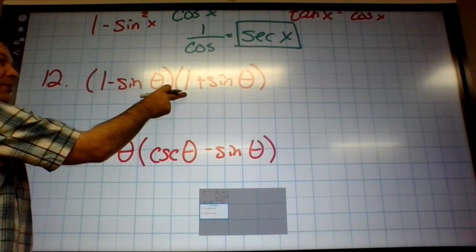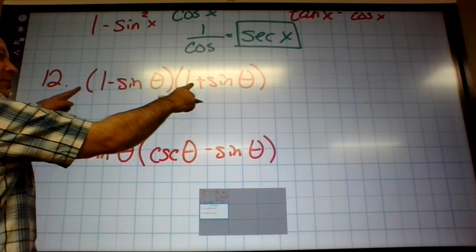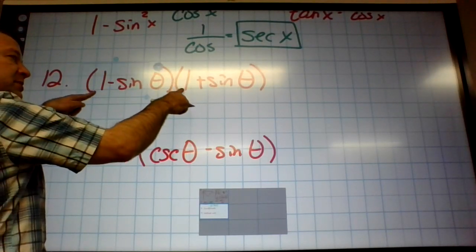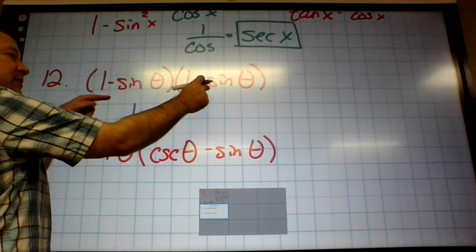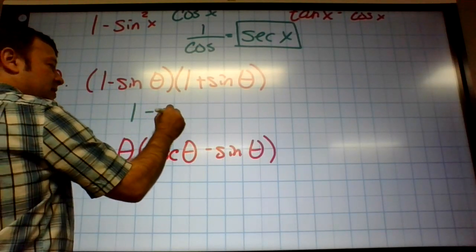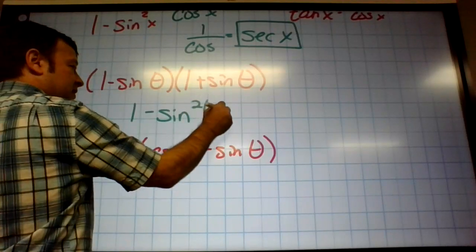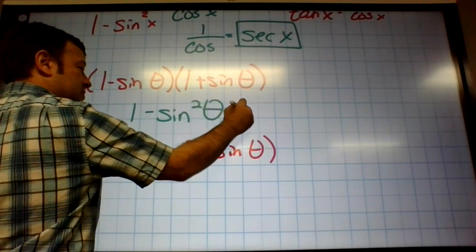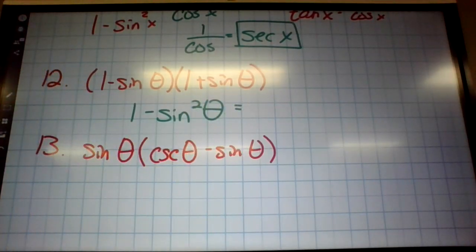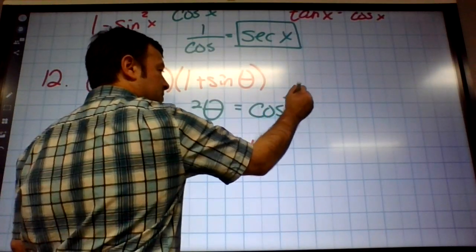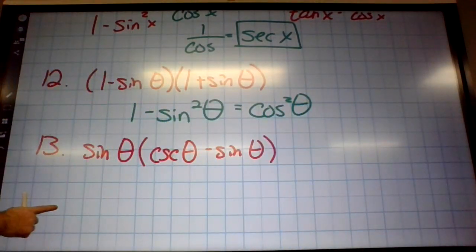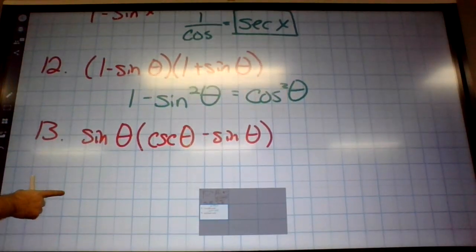It's a FOIL problem, but you really don't have to do all the FOIL since they're conjugates. You just do first and last. 1 times 1 is 1. Negative sine times sine is negative sine squared. What's 1 minus sine squared equal? Cosine squared. You see this in the last one.